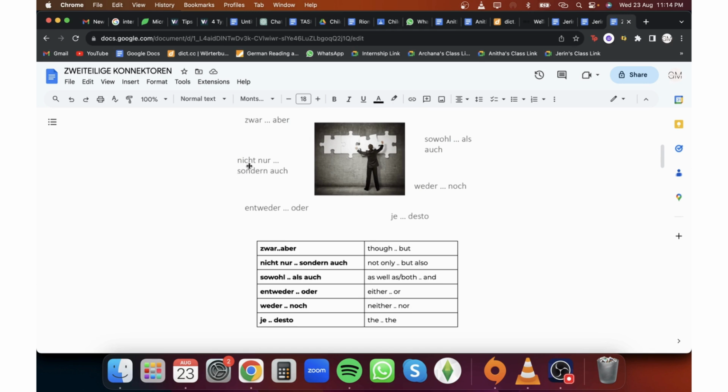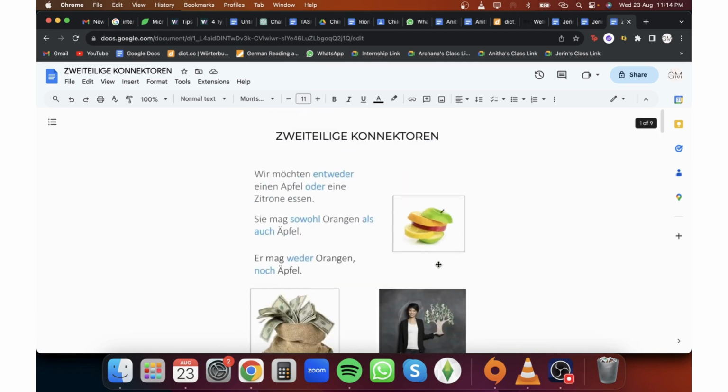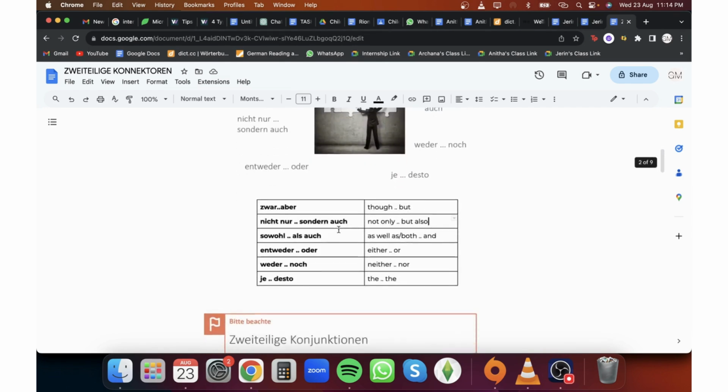Zwar aber, nicht nur, sondern auch is another one that I'll come to. Entweder oder, sowohl als auch, weder noch, je desto. These are your 6 connectors. Nicht nur, sondern auch is exactly like sowohl als auch. Nicht nur, sondern auch means not only, but also. So you can also say, like here, she likes oranges as well as apples. We can also say she likes not only oranges, but also apples. Both have the same meaning, right?